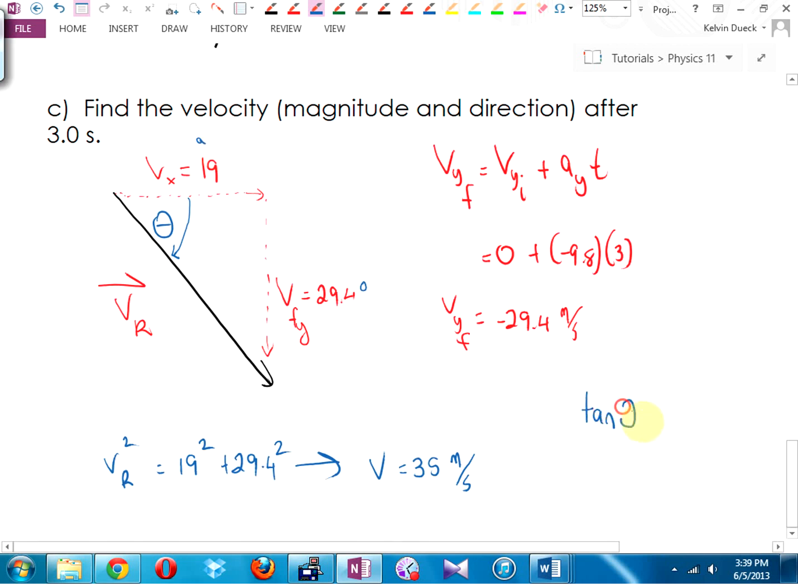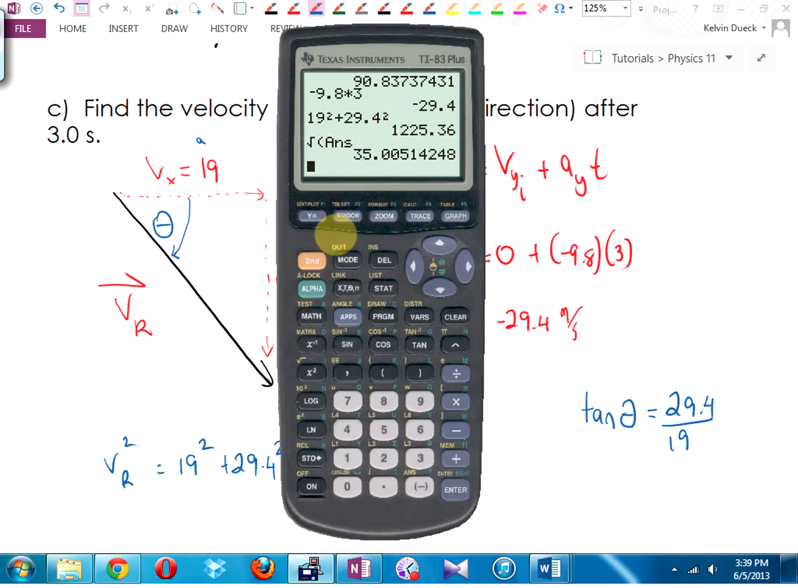Tan of the mystery angle equals opposite over adjacent. Have you guys become pretty good at trig, by the way, compared to your grade 10 year? Yeah? Most of you are almost doing it like, tan. How do I find an angle? Second function or shift, yep, good.